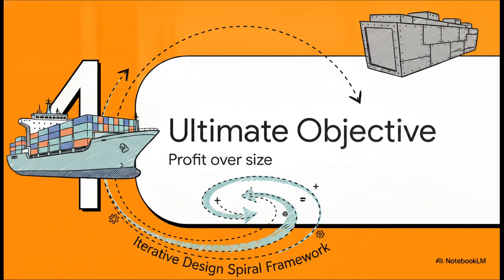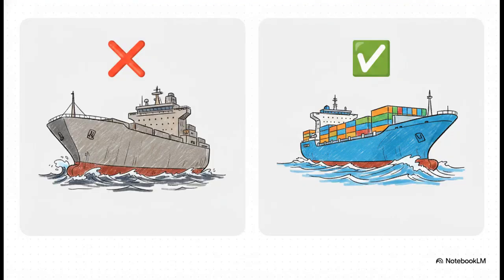Section 4. The ultimate objective. Building the most profitable ship, not just the biggest. Now you might be wondering, why go through all this exhausting, endless iteration? Why not just over-engineer a massively safe steel box and call it a day? Well, because any ship that's big enough can carry cargo.